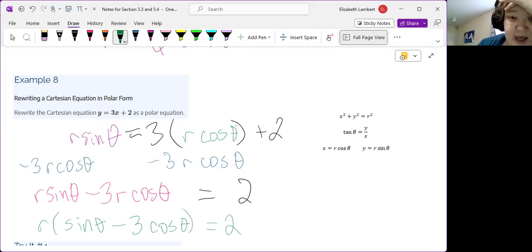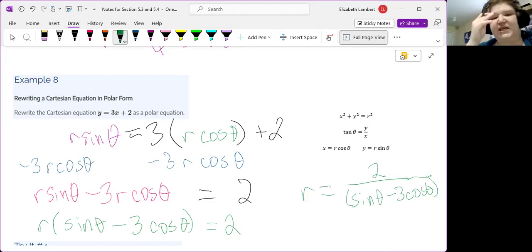And then we would just divide to get r by itself. So we will have 2 over the ridiculous sine theta minus 3 cosine theta. So I want you to think about what this line looks like. So 3x plus 2, I go up 2, and then I count my slope from that. Up 3 over 1, up 3 over 1.